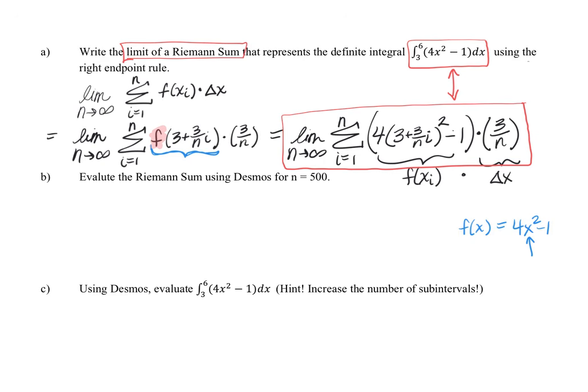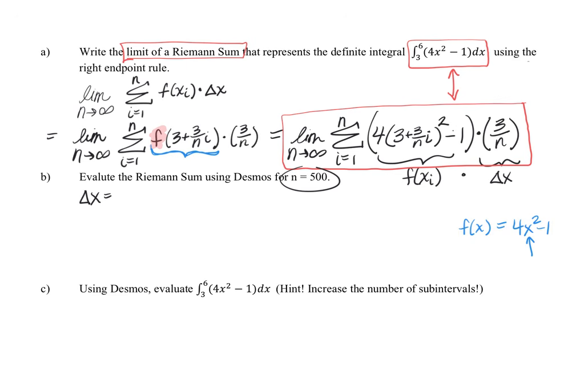So for part B, you're going to need to open up Desmos on your device, and it says, evaluate this Riemann sum for n equals 500. So now you're not actually going to be doing the limit. We're not going to let the number of rectangles go to infinity, but rather we're going to have a fixed number of rectangles, n equals 500. So that's going to change our delta x.